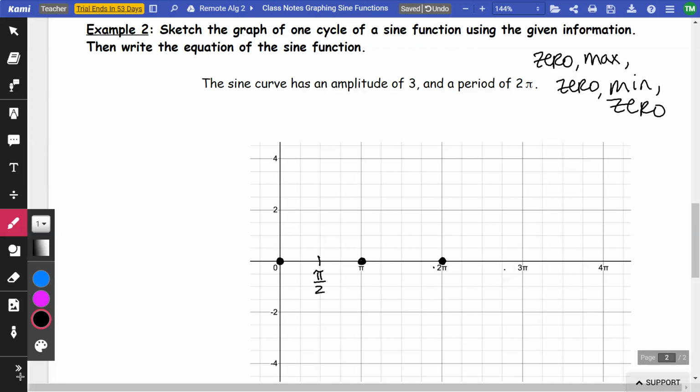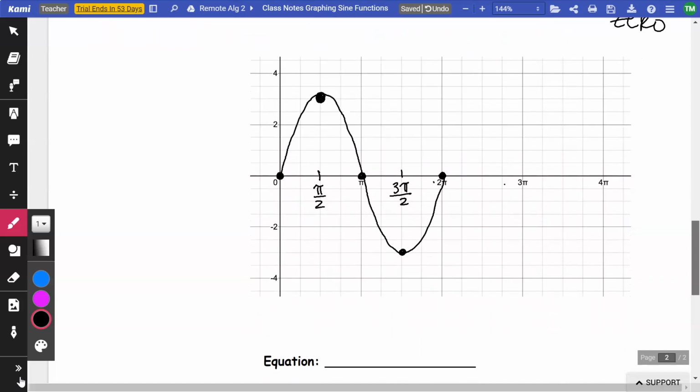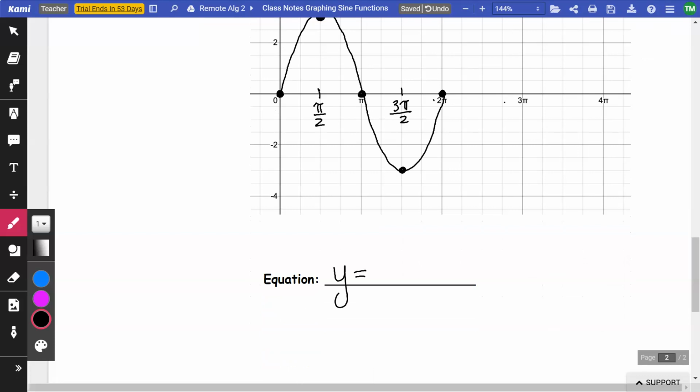pi over 2, or half pi, and 3 would be here. Then my minimum occurs halfway between these two zeros, so halfway between pi and 2 pi is 3 pi over 2, then my minimum is going to happen at 3 pi over 2 and negative 3, which is right here. So then my sine curve looks like this. Okay. So we know that the amplitude is 3. So when I write my equation, y is equal to 3 times the sine of something times x.